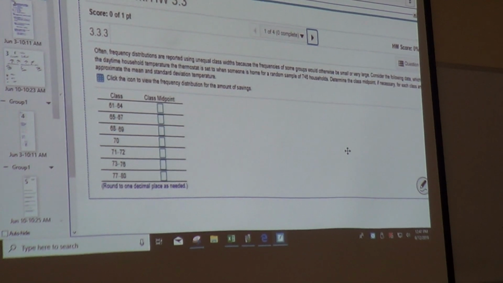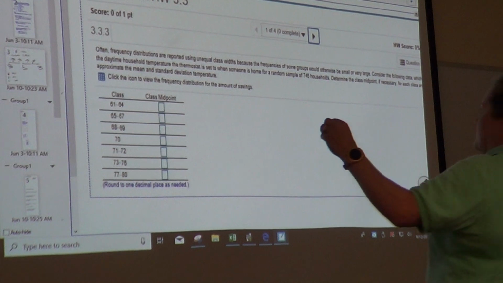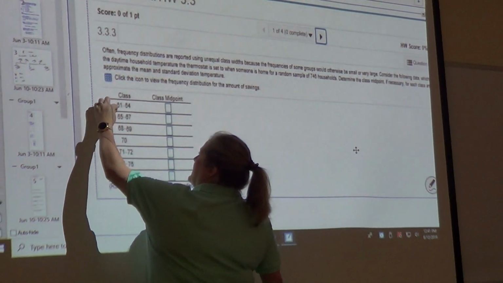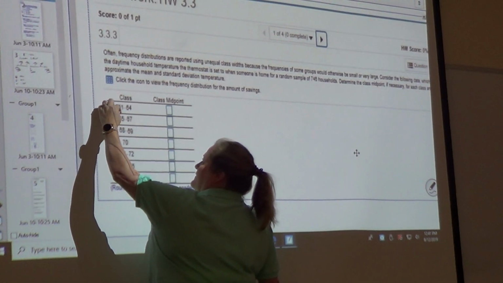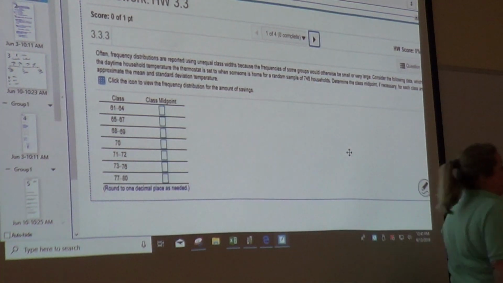Take the lowest one. Subtract it from the lower bottom and top. And then divide. Subtract or add? Yeah, add. Add, then divide by 2.